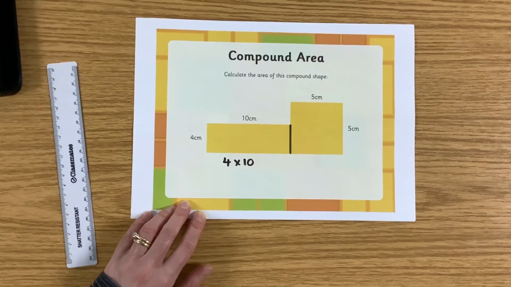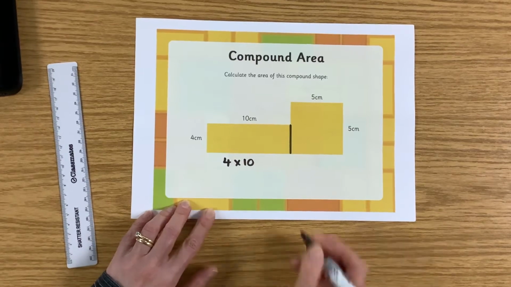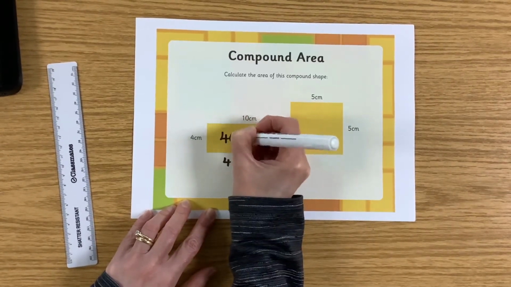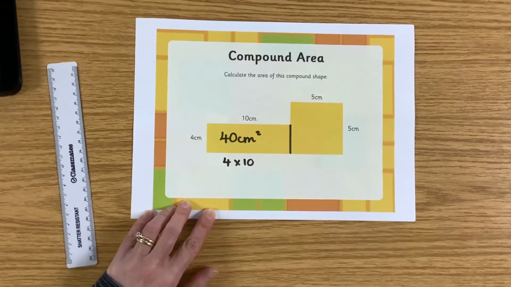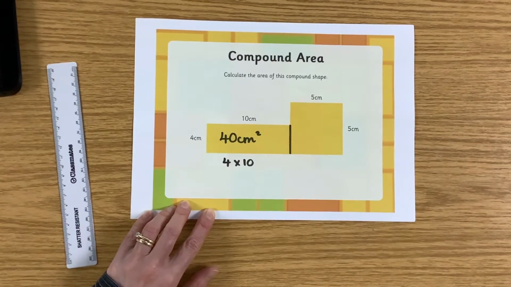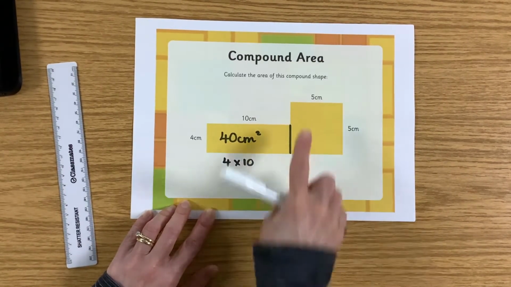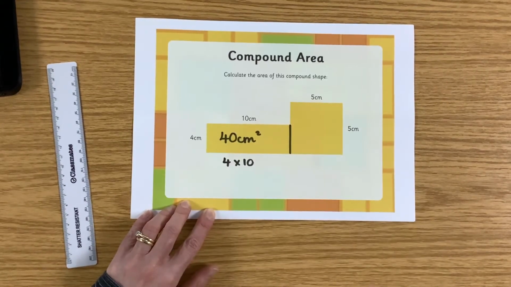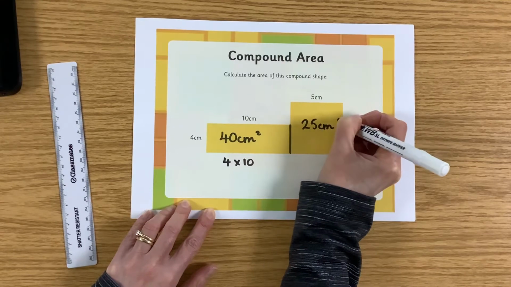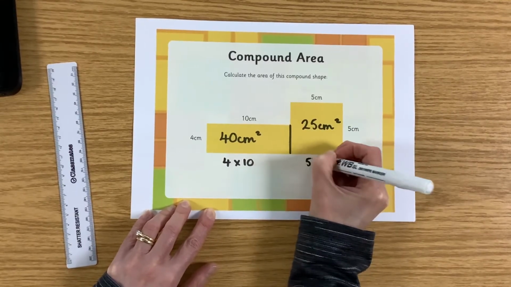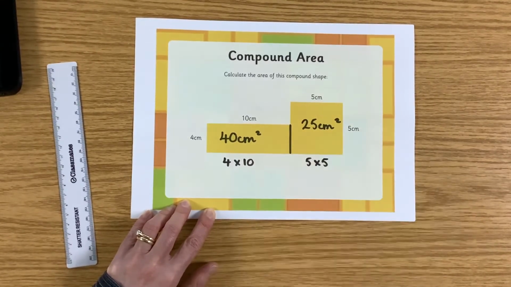What's 4 times 10, P6? 4 times 10 is 40. So the area of that rectangle would be 40 centimetres squared. What about the area of this section? If it's 5 centimetres by 5 centimetres, 5 times 5 is going to be 25 centimetres squared, because we've just done 5 times 5.